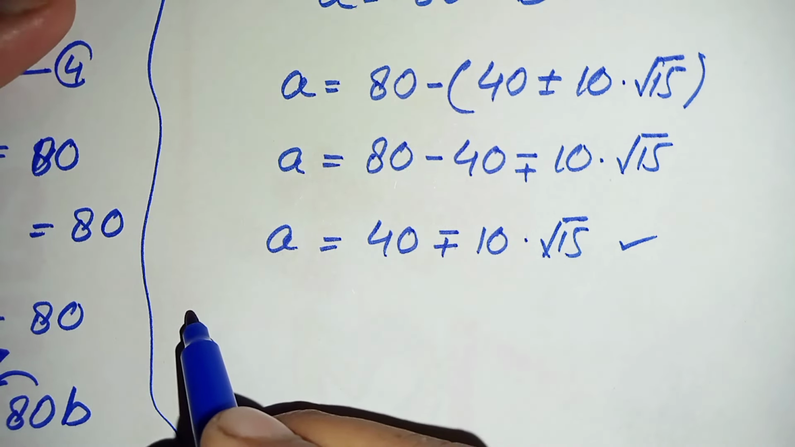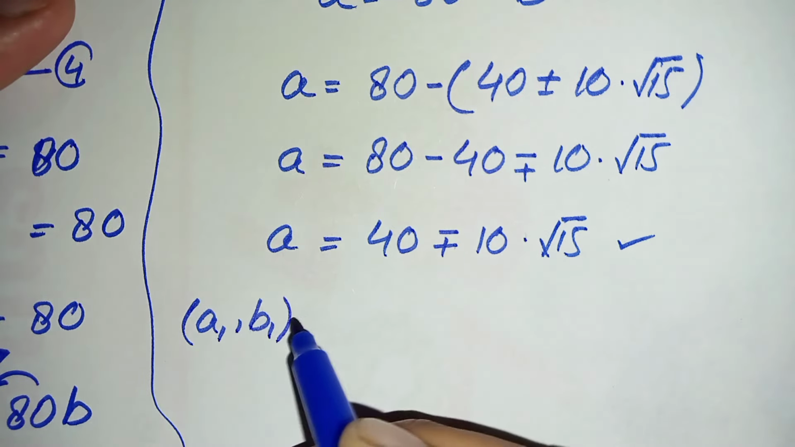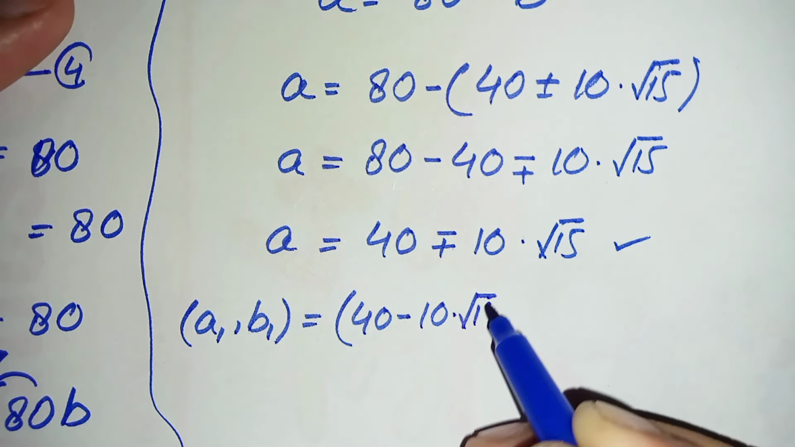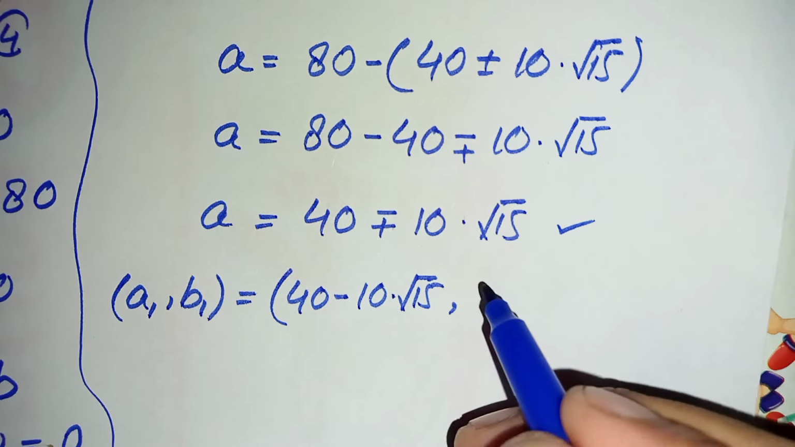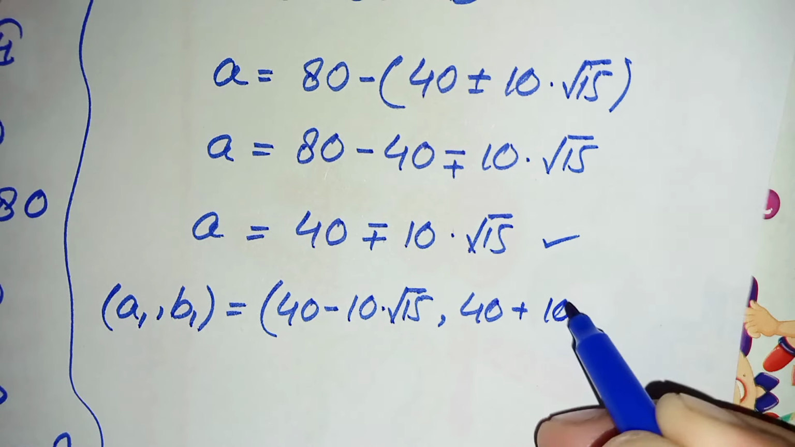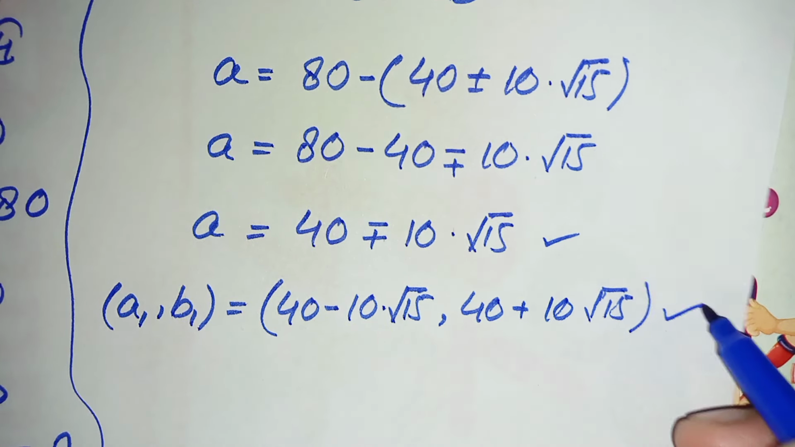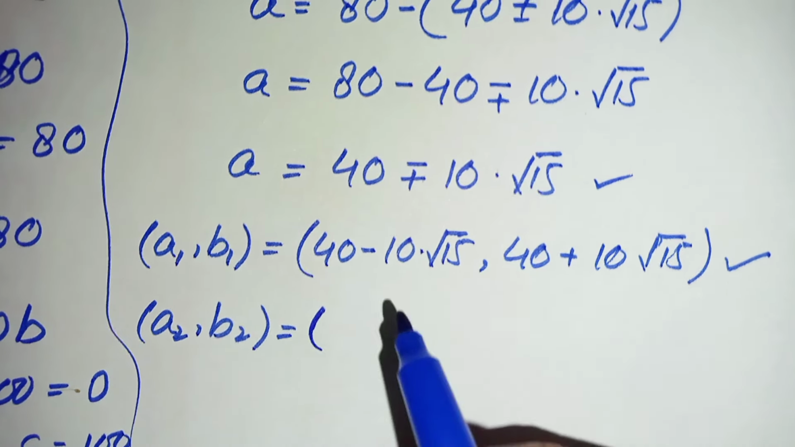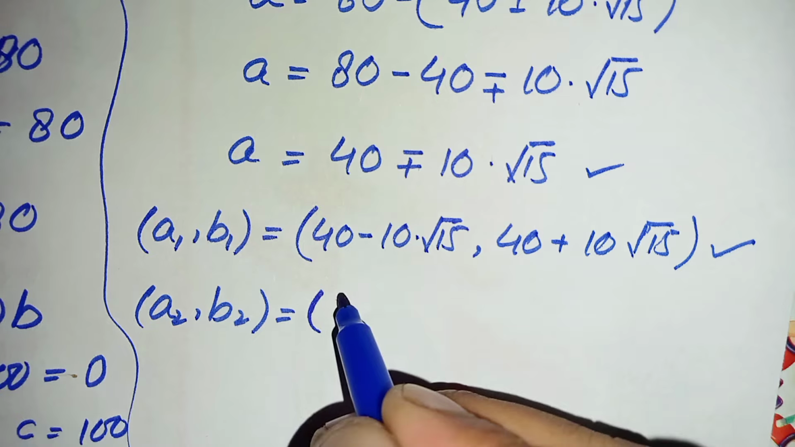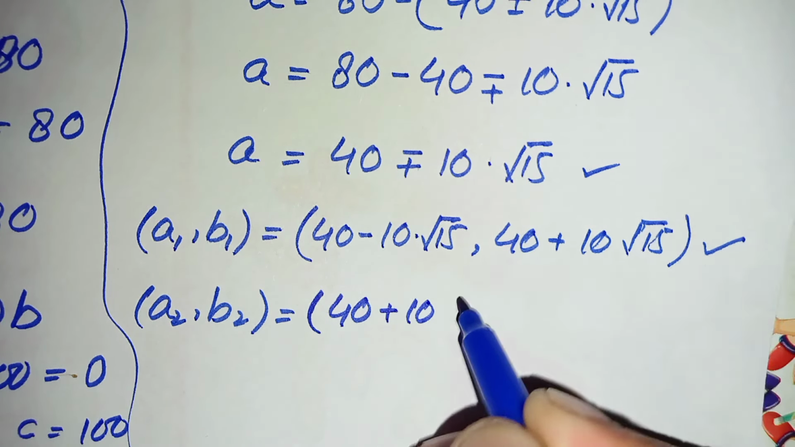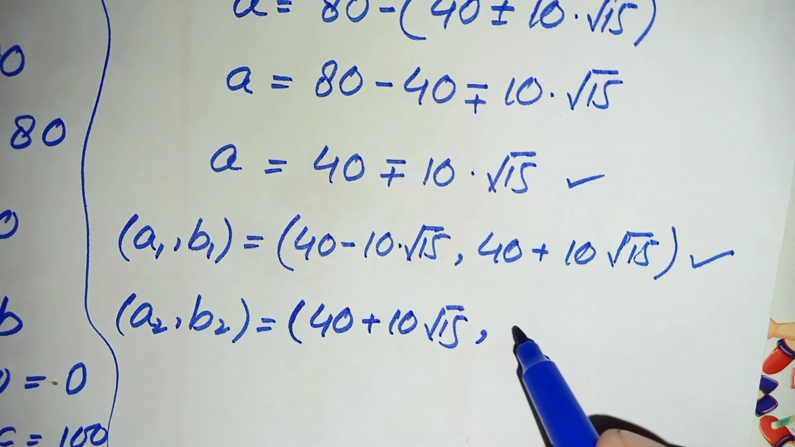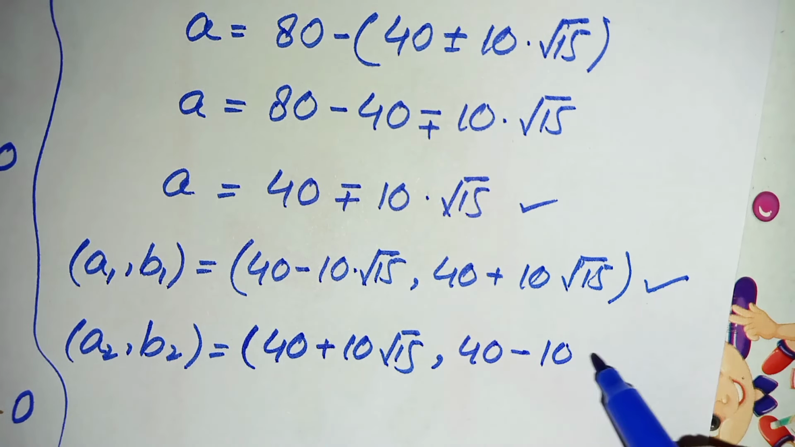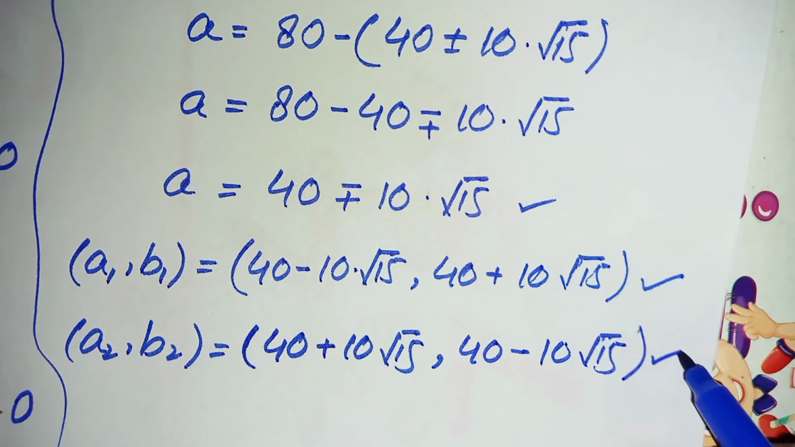So these two solutions are: our first solution is a1, b1, where the first value of a is 40 minus 10 times square root of 15, and the first value of b is 40 plus 10 times square root of 15. So this is our first solution. The second solution is a2, b2, where the second value of a is positive, so this will become 40 plus 10 times square root of 15, and here the b value will be negative, so this is 40 minus 10 times square root of 15. This is our second solution.